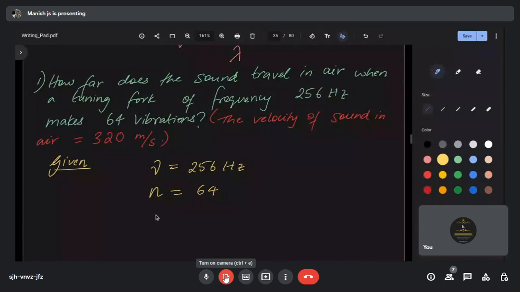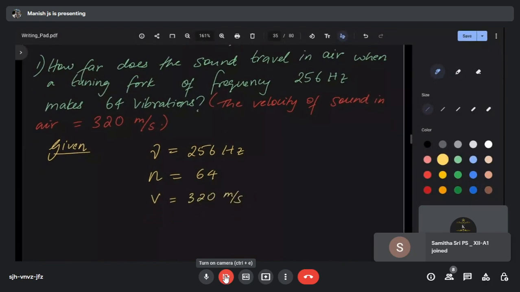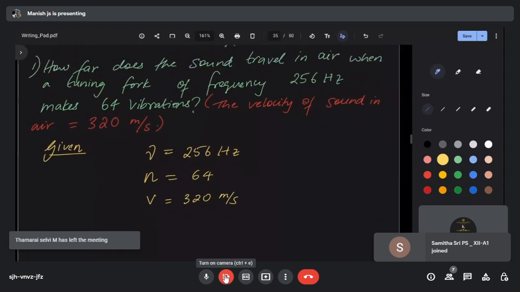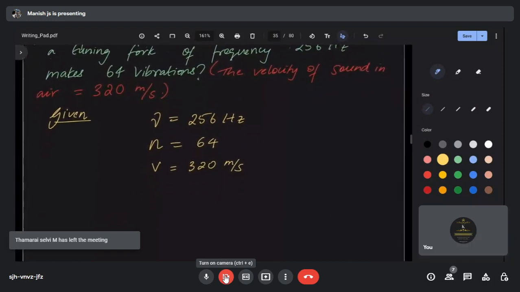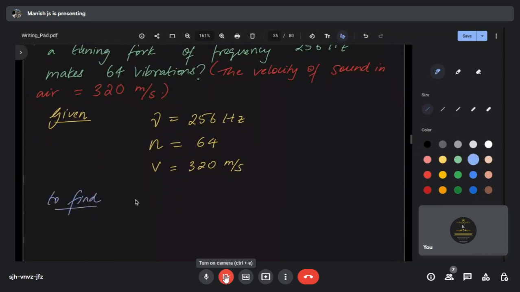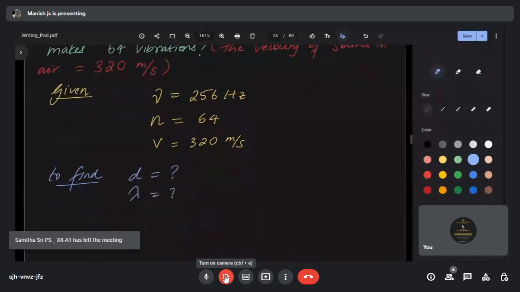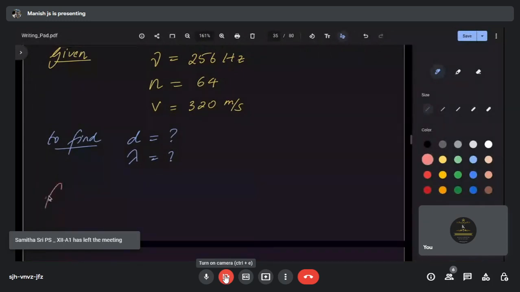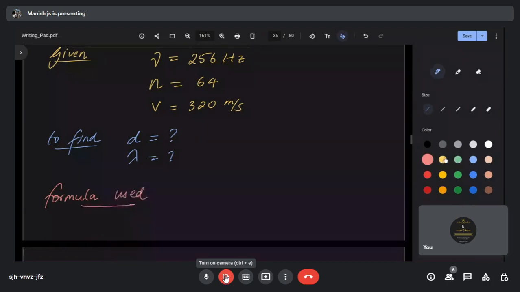அதே மாதிரி they have also given you the velocity of sound in air. So velocity கொடுத்திருக்காங்க, இல்லைனா ஸ்பீடுன்னு கூட எடுத்துக்கலாம். This is all given. நம்ம என்ன கண்டுபிடிக்கணும்? We should find out how far the sound travels in air, to find out the distance traveled by sound in air. அப்புறம் wavelength also you find. What formula we will use? So the formula that we use here is the wavelength relationship.